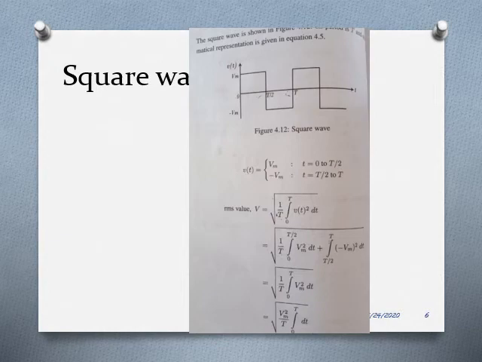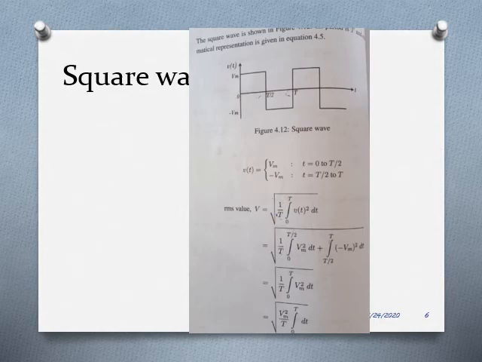So next waveform is square waveform. Just consider a square waveform with y-axis V of t and x-axis t. It is a symmetrical waveform. It is having both positive and negative half cycle. The time period or one complete cycle is starting from 0 ending at capital T. It is from time T that the wave is again starting to repeat.